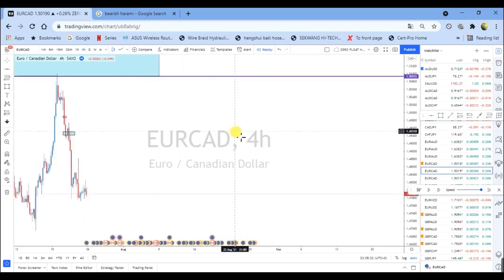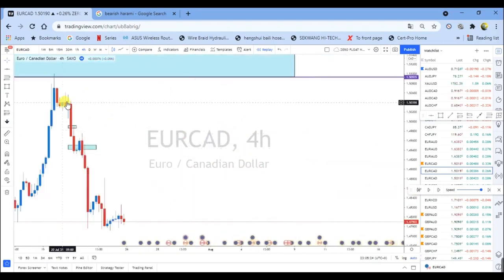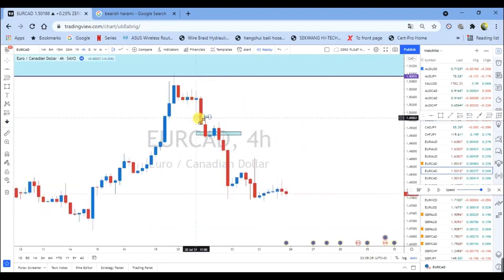Let's go back here. Yep, price rejected this area. Okay, and then the confirmation is the H4. So price comes back up here, touches this setup over here, and then continues to go down.